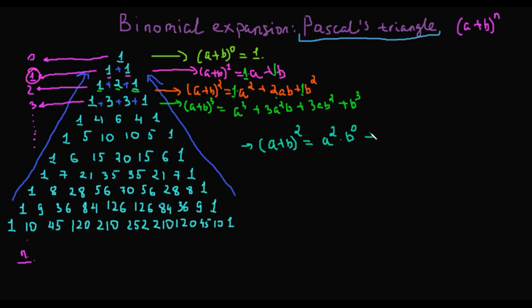Okay, plus, what is the next coefficient from our Pascal's triangle? It is 2. So let's put 2 times, and from here the power of a decreases. Our a, which was a squared, is decreased by 1 degree, so it should be a to the 1, times b, which is increasing by 1, so b to the 1. Plus, what is the next coefficient from our Pascal's triangle? It is 1.